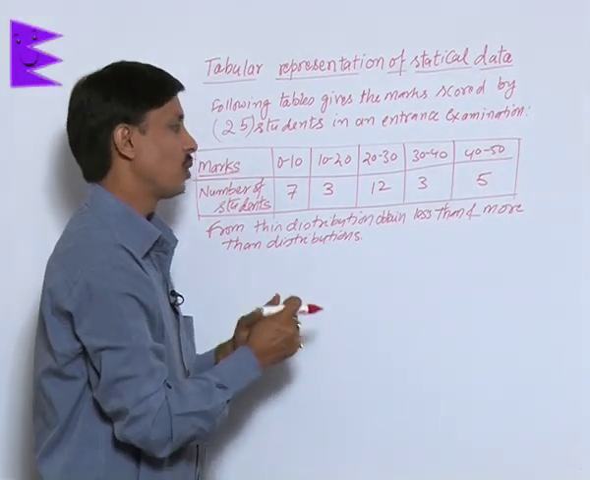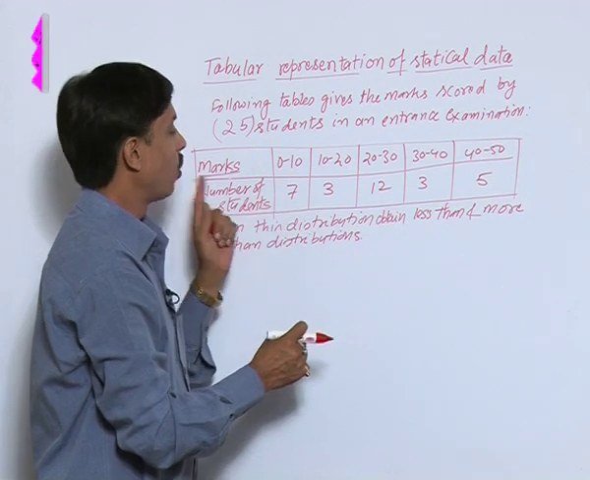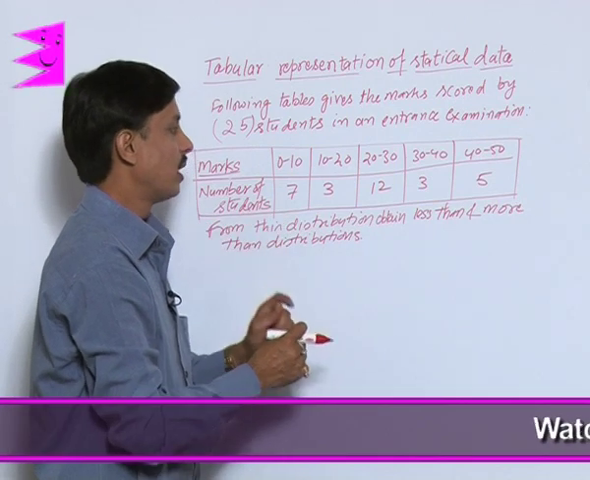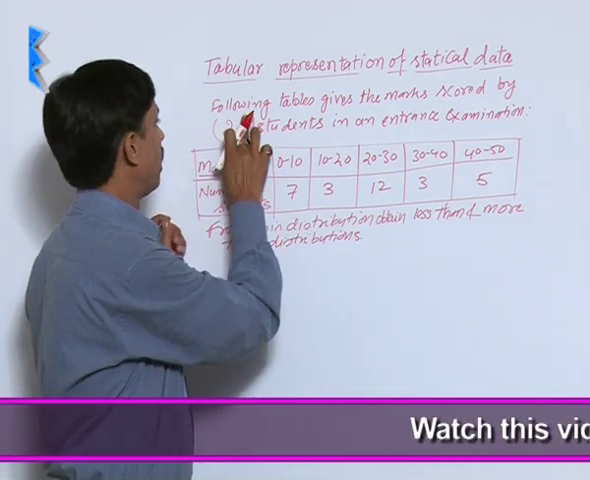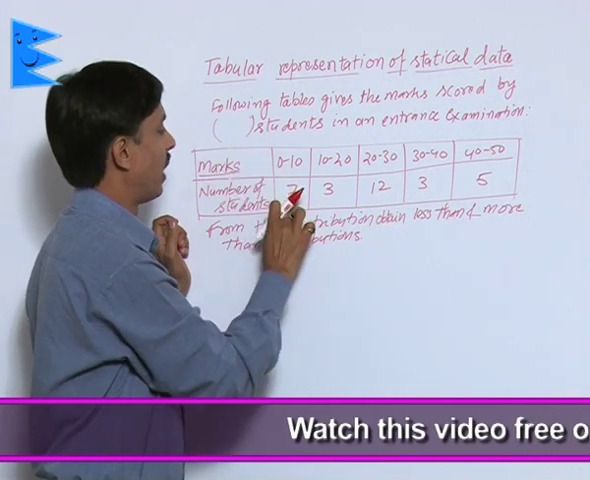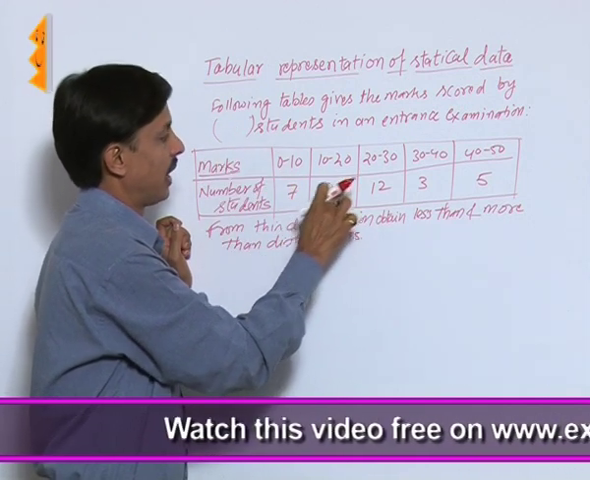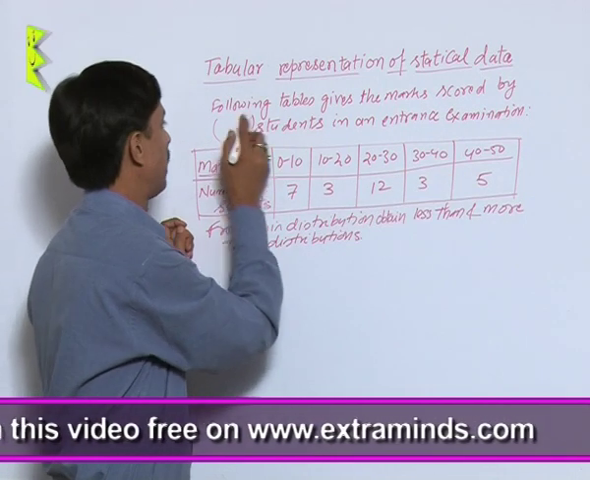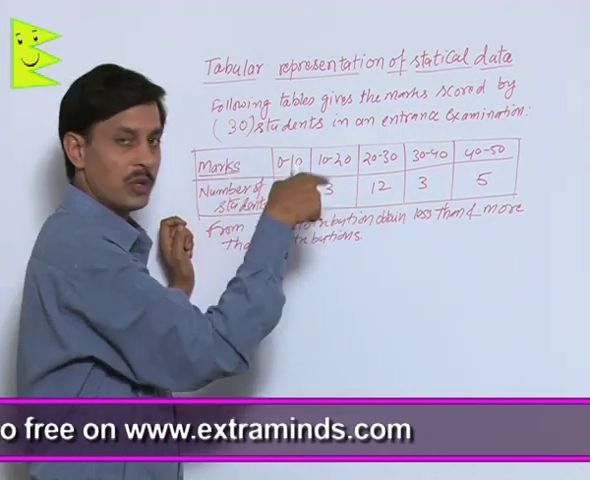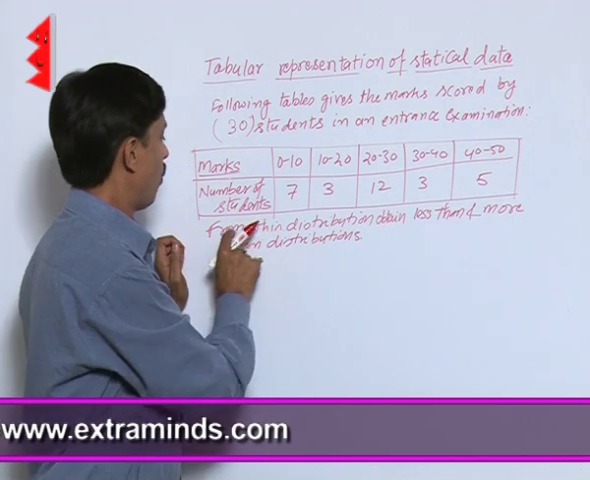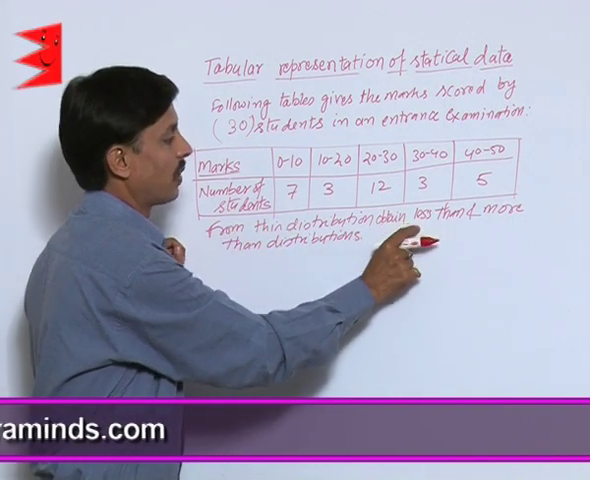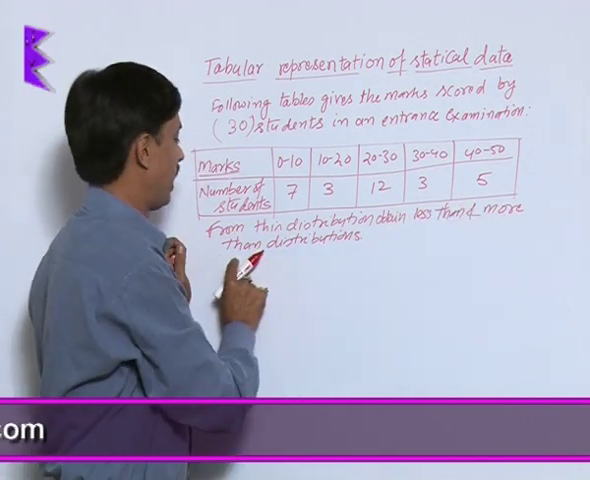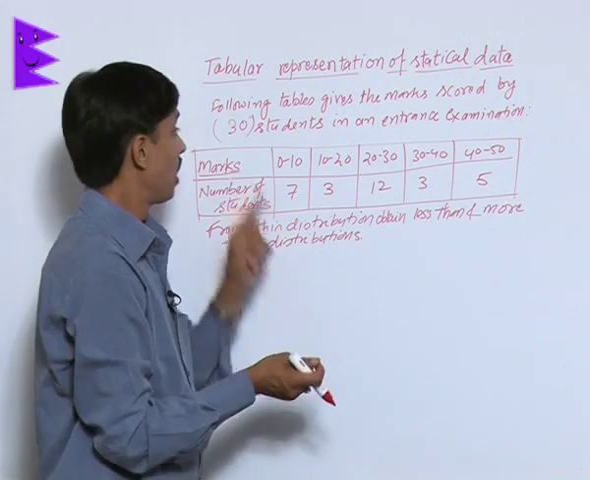So what is going to happen? You can see here, this is the number of students. Here we find 7 plus 3 is 10, 10 plus 12 is 22, plus 3 is 25, plus 5 is 30. This is the distribution of 30 students. From this distribution, obtain the less than and more than distribution.